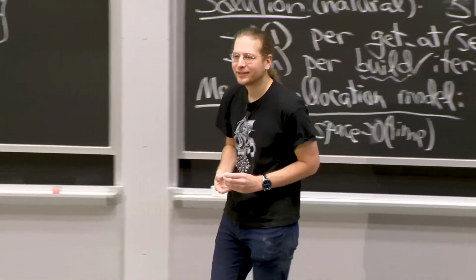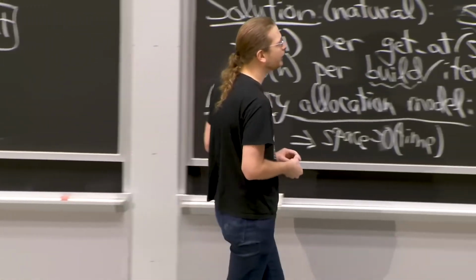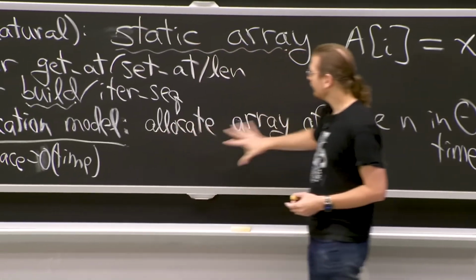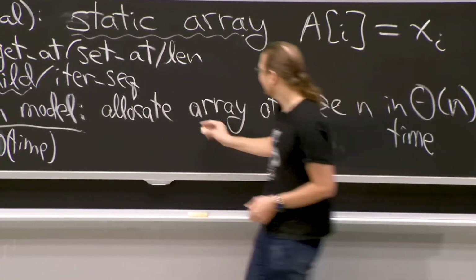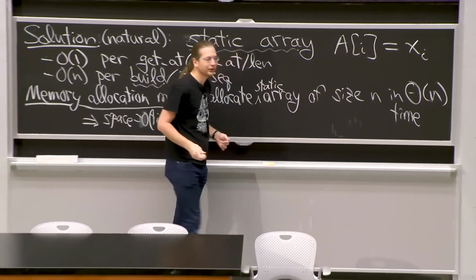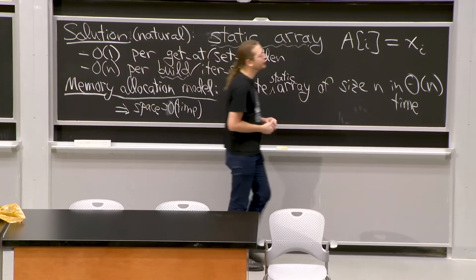Yeah? No, because the size is constant. So our model is that, remember, our allocation model is that we can allocate a static array of size n, but it's just of size n. I can't just say, please make it bigger by 1. I need space to store this extra element.